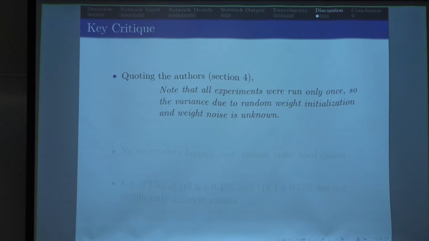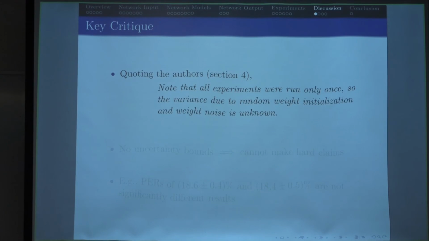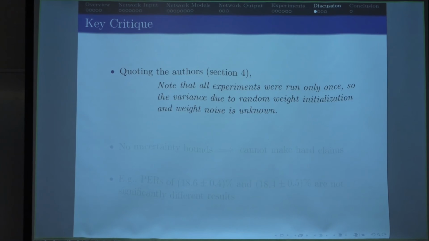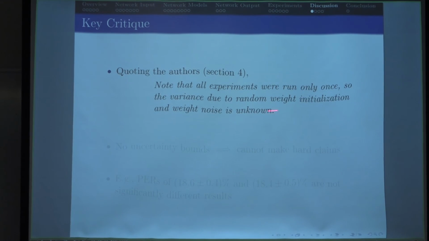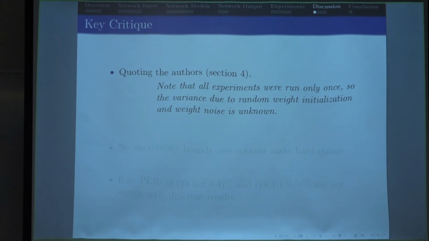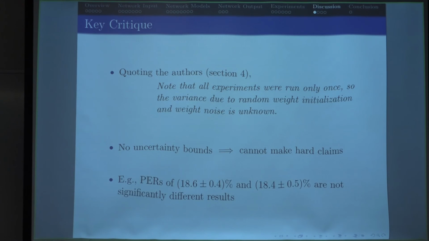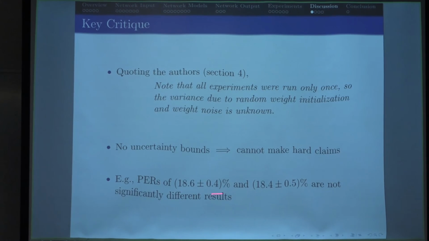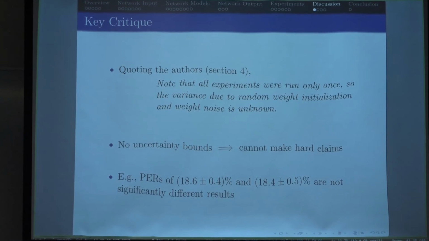OK, and so yeah, this is just to reiterate. The authors state in section 4 that the experiments were run only once, so the variance due to random weight initialization and weight noise is unknown, which is the first thing that you'd have to ask as a reviewer: can you repeat the experiments 10 times and report the standard deviations of all your measurements? The key thing to note is that if you don't have any uncertainty bounds, you can't make certain conclusions. So just to review the previous numbers, it's hard to say if something like 18.6 is any different than 18.4, because if you look at these uncertainty bounds, they really are the same measurement.